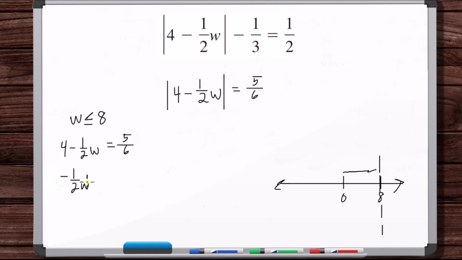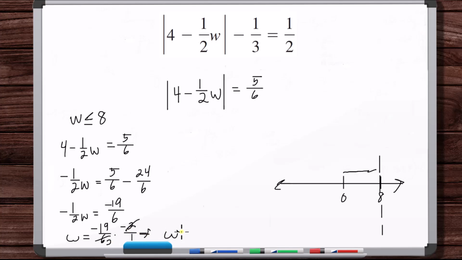Okay, so let's see, subtracting 4 from both sides, you get 5/6 minus 24 over 6. 6 times 4 is 24. So minus 1/2 w is equal to minus 19/6. So w is equal to minus 19/6 times minus 2 over 1. So w is equal to positive 19/3, which is that less than or equal to 8? 6 times 3 is 18. Yes, that's a solution.